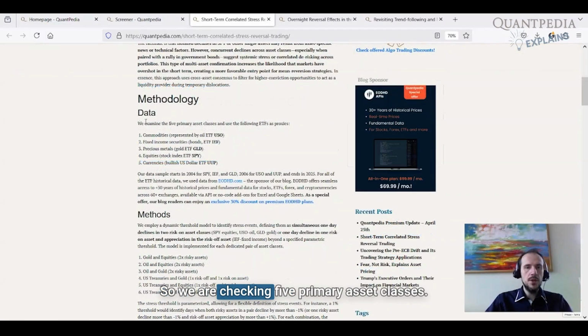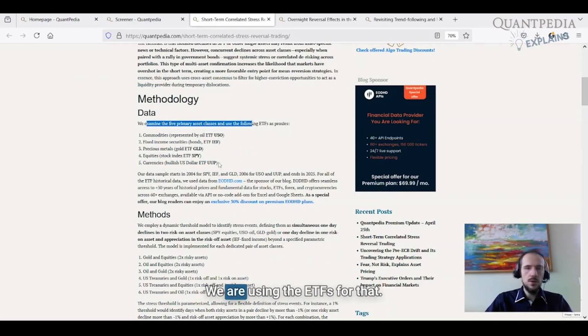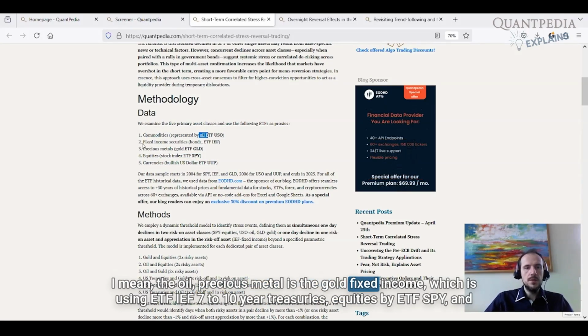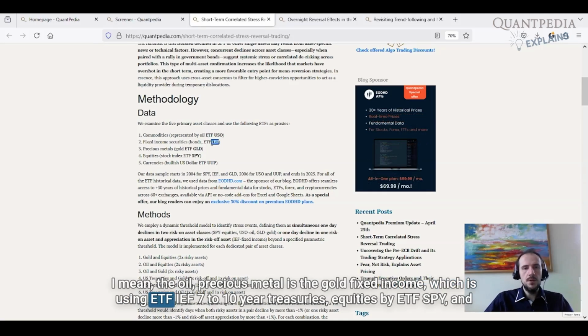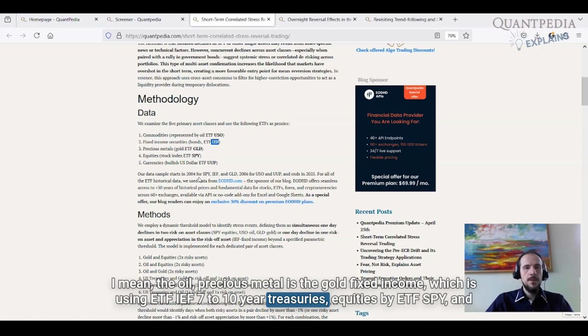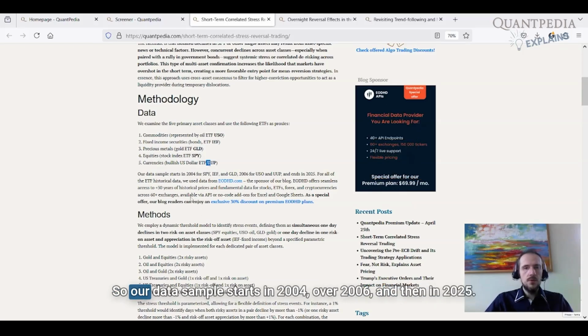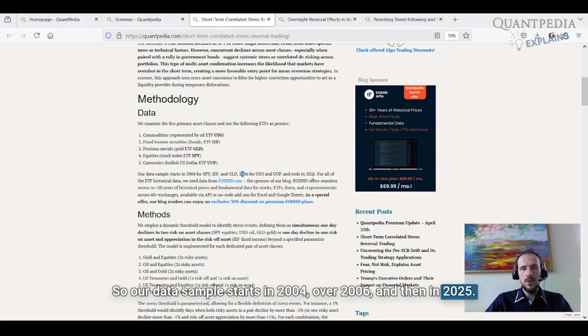We are checking five primary asset classes. We are using ETFs for that. So we are trading commodities, oil, precious metals, gold, fixed income, which is using the ETF IEF, 7 to 10 year treasuries, equities by ETF SPY, and then we are checking currencies, the bullish US dollar ETF UUP. Our data sample starts in 2004 or 2006 and ends in 2025.